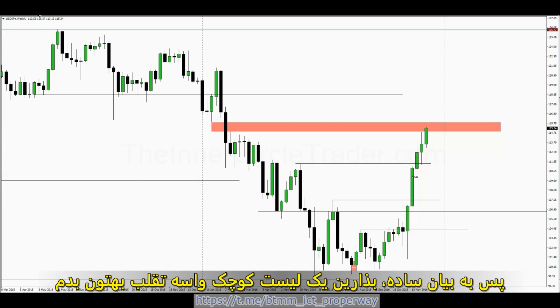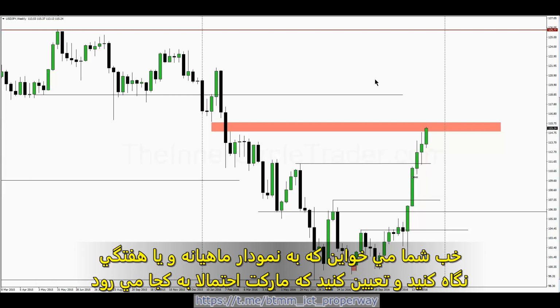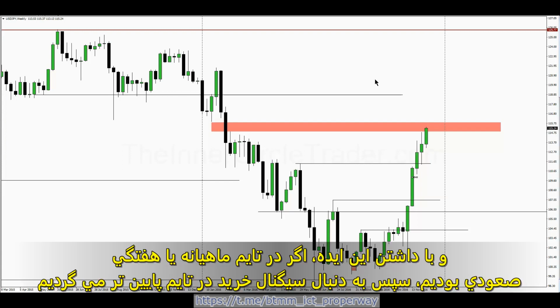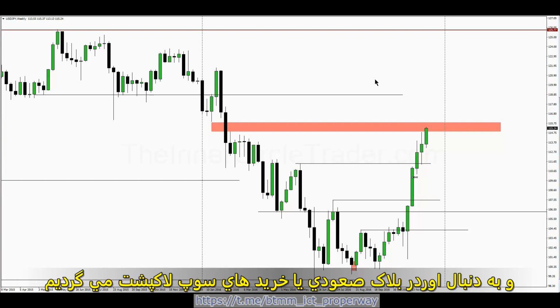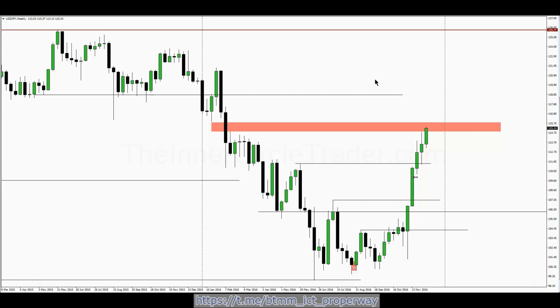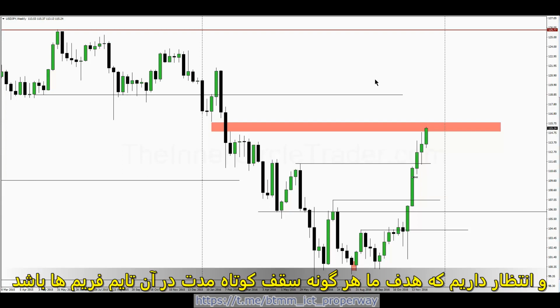So in simple terms, let's give you a little cheat sheet list here. You want to be looking at a monthly chart or a weekly chart and determine where the market is more likely to go. And by having that idea, if we're bullish on the monthly or weekly, then we'll be looking for buy signals on the lower time frame, like the daily, the 4 hour, and the 1 hour. And we would be looking for bullish order blocks or turtle soup longs, with the expectation that any short-term highs on those time frames are where the objective is.